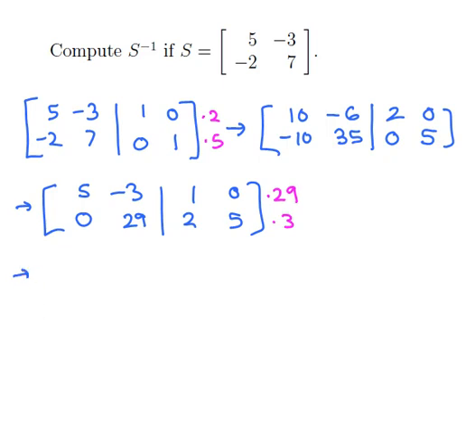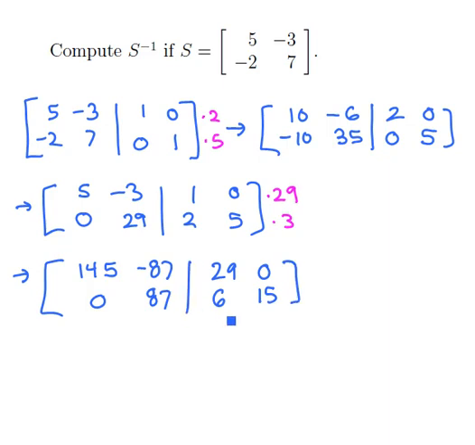If we do that, scaling the top row through by 29, we're going to have 5 times 29, which is 145, 3 times 29 negative, which is negative 87, then 29 and 0, while the bottom row would become 0, positive 87, 6, and 15. And now we can add the second row to the top row. When we do that, we have 145, 0, 29 plus 6, and 15, whereas the bottom row remains unchanged.